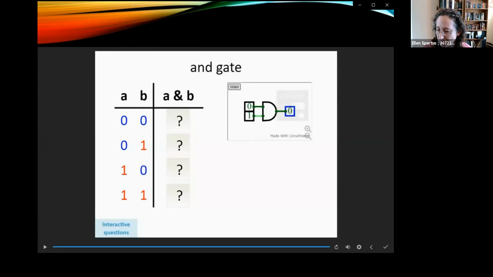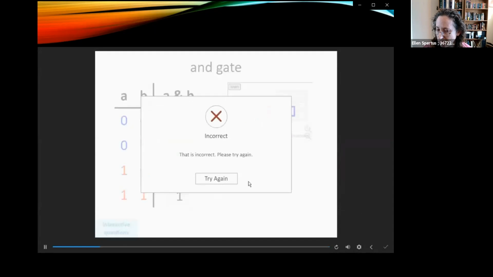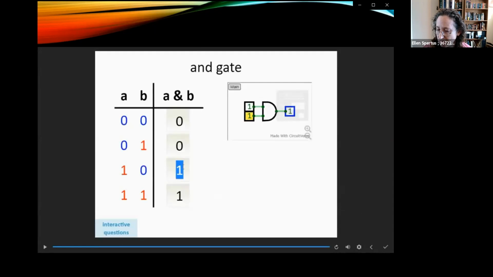Another best practice is to provide students with interactive questions. Here's some examples of slides seen by the students. I've removed the audio and video of myself that they normally see. Here, I've explained AND gates and given them one to play with from Circuitverse. They can toggle the inputs to see how the output changes. They also need to fill in the table in order to advance to the next slide. I'll fill these in with the, well, maybe I'll make a mistake. Click the check mark. Lets me try again. And then I can advance.